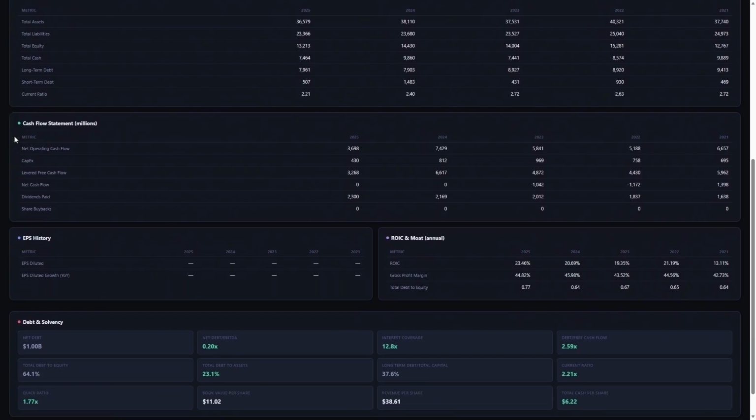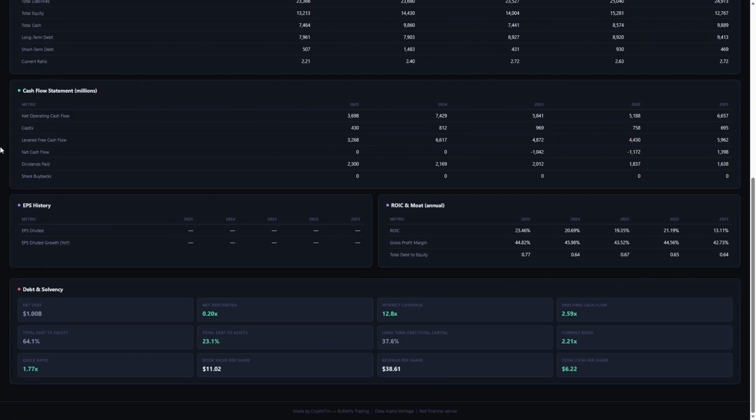If we scroll down a bit more, we get a cash flow statement, which shows you the operating cash flow, the capex, and the levered free cash flow, which is the real cash generated for shareholders. Further down we have the EPS history with year-over-year growth rates, the ROIC, and gross margin trends per year. And then finally we have a full debt and solvency grid with 12 debt metrics. Everything in these tables is a historical fact, so there are no estimations right here.